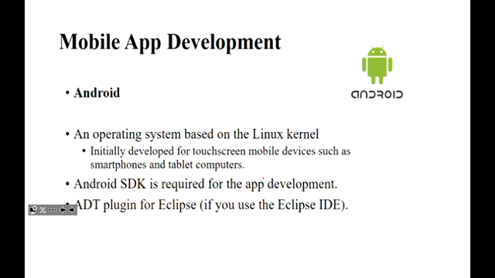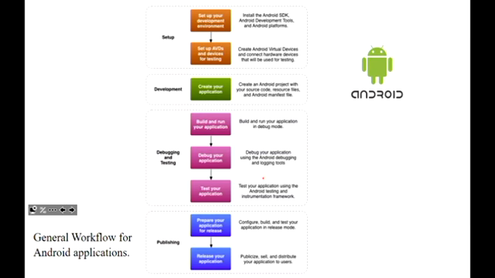And then the second one is Android, an operating system based on the Linux kernel, initially developed for touchscreen mobile devices such as smartphones and tablets. Android SDK is required for the development. You can install that environment on your laptops, and add plugins for Eclipse if you are using Eclipse. So this is pretty much a brief overview of Android mobile apps.